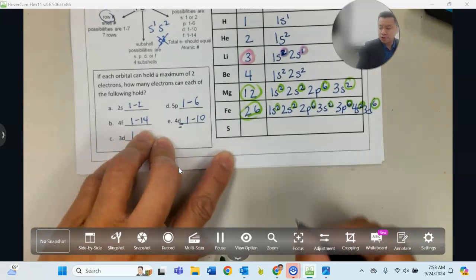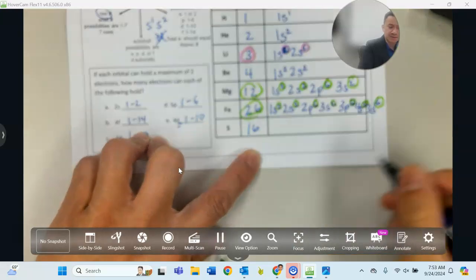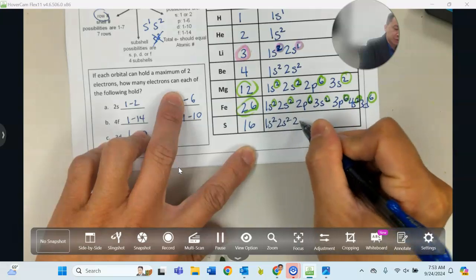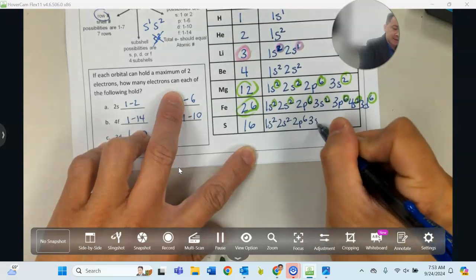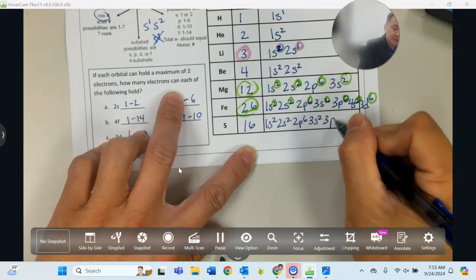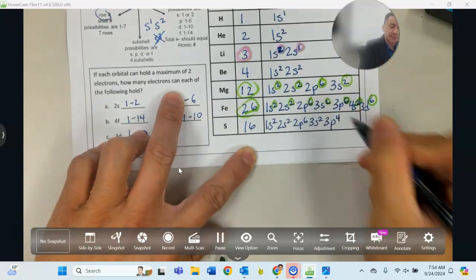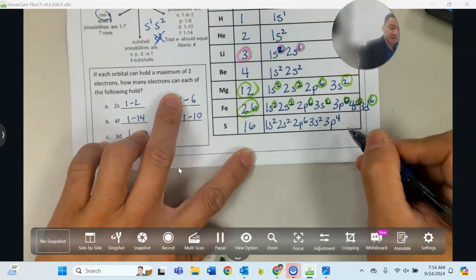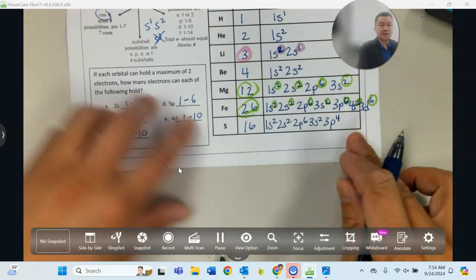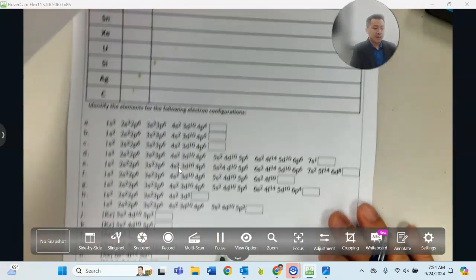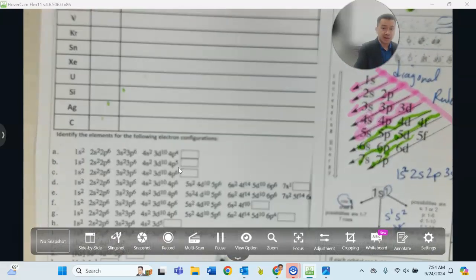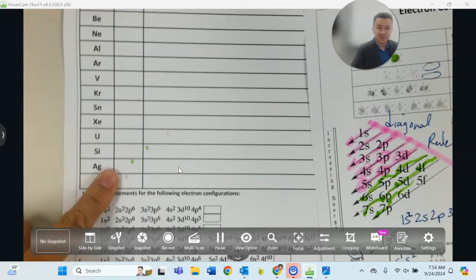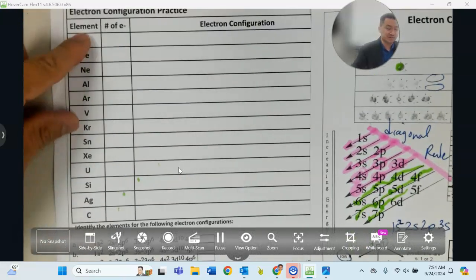Okay, so sulfur, one more here, 16. It's a little easier. It's less. 1s2, 2s2, 2p6. That's 10. 3s2. That's 12. And then 3p. We only need 4 more, so 3p4. There you go. So that's how we do that. Electron configuration is fairly simple, and always have the diagonal rule with you. On the next page you'll practice that. On this page you'll practice all these. We've done a lot of these already.